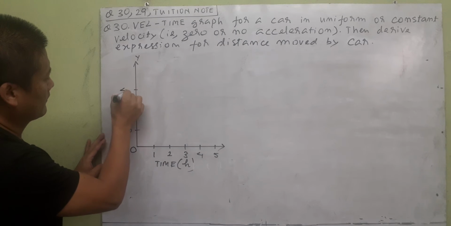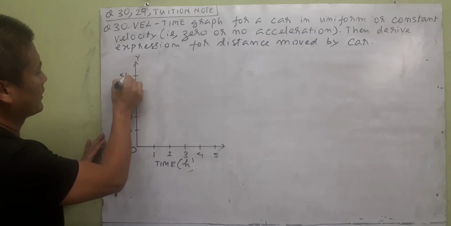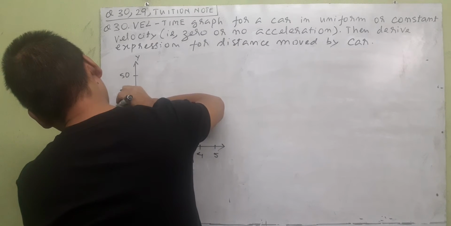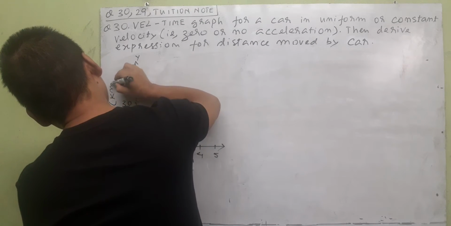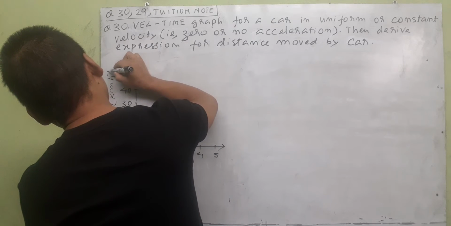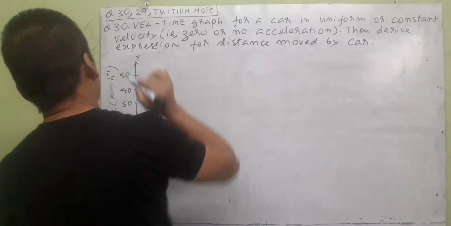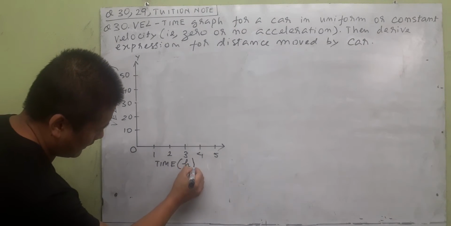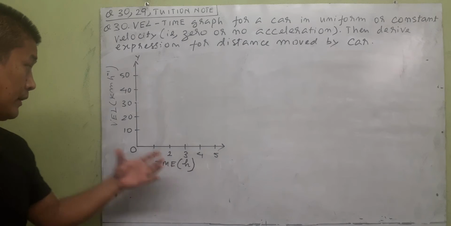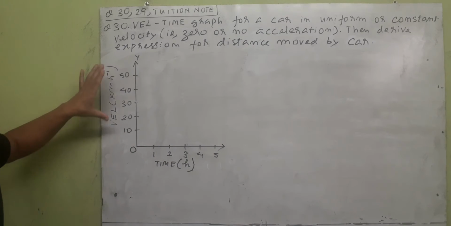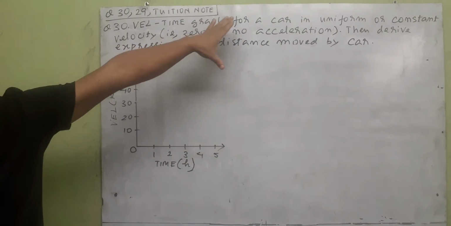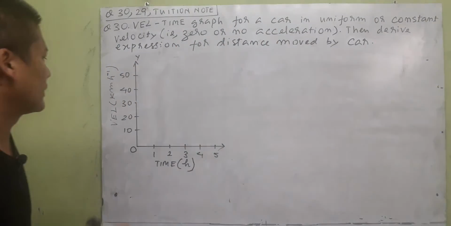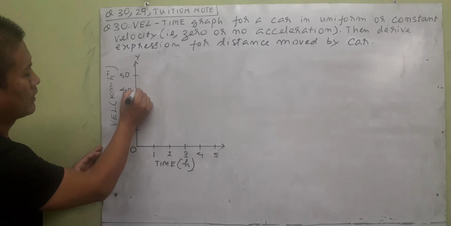Then on the y-axis, we take the velocity, let us say 10 km per hour, 20, 30, 40, 50, etc. So on the y-axis, we plot the velocity in kilometer per hour. Such kind of a graph in which we take the time on the x-axis and the velocity on the y-axis is called velocity time graph. Now we're drawing for a car in uniform motion at 40 km per hour.